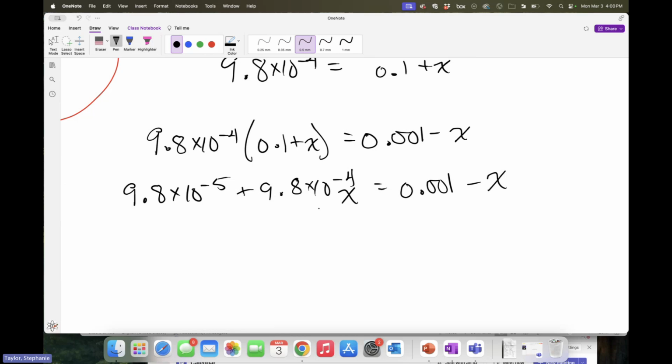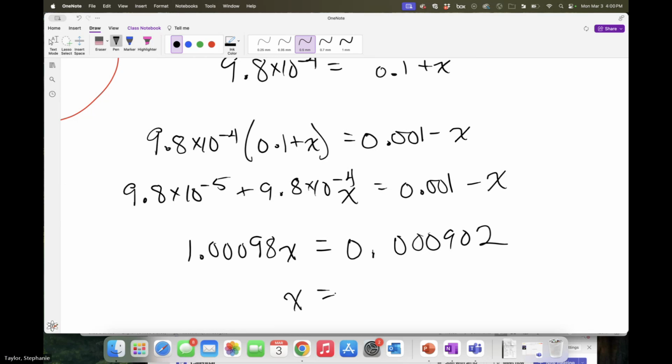Which way am I going to go? We're going to go and just get all the x's on the left. So this then becomes 1.00098 x is equal to 0.001 minus 9.8 e negative 5, 0.123902. So now I have a value of x.